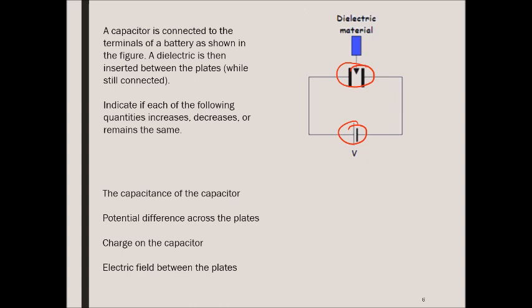We want to look at the capacitance, the potential difference, so C, delta V, charge Q, and the electric field between the plates, and how those are affected when we insert the dielectric. So pause this and figure out if these increase, decrease, or remain the same. Okay, so hopefully you've thought about that.